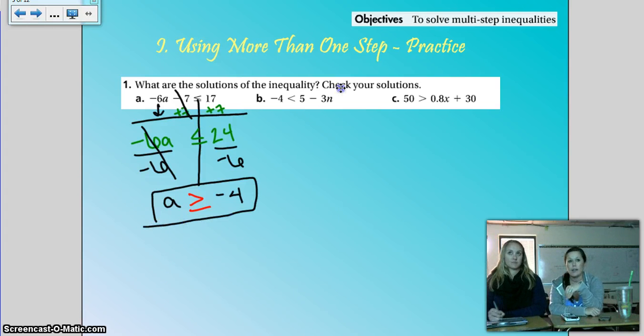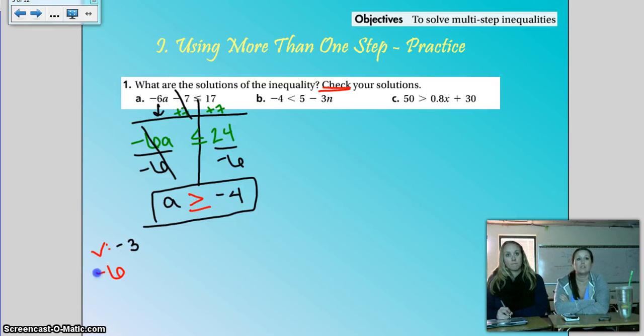If I'm going to check, I'm going to pick a number bigger than negative 4, so negative 3. Negative 3 is bigger because we're going closer to 0. So I'm going to plug that in. Negative 6 times negative 3 minus 7 needs to be less than or equal to 17. And again, we just created this negative 3 out of thin air.